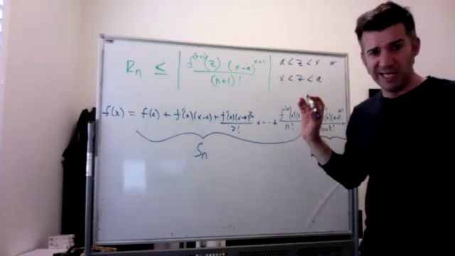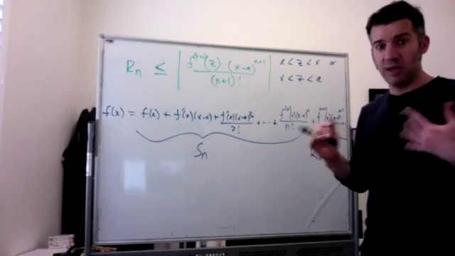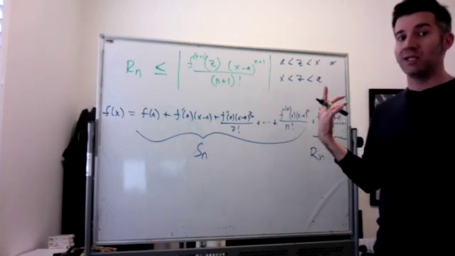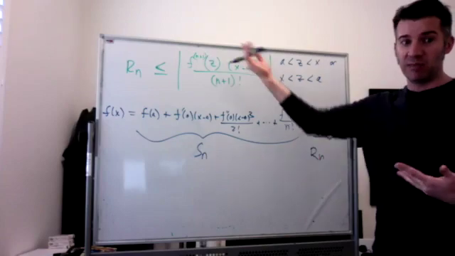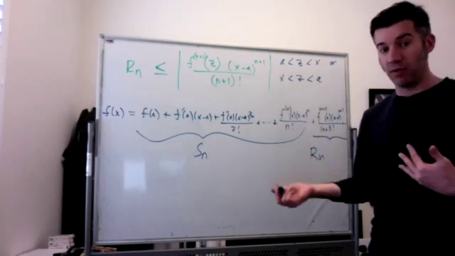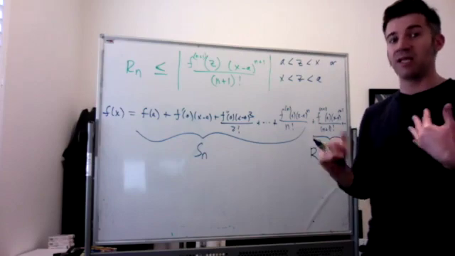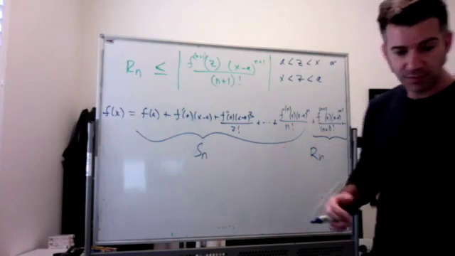We never know what z is. Z is just some number in between x and a, and our job is always to figure out what z should be to make this as big as possible so that we can get an upper bound for the error. Right? We're never actually finding the exact error. We're just saying the error is less than or equal to something.